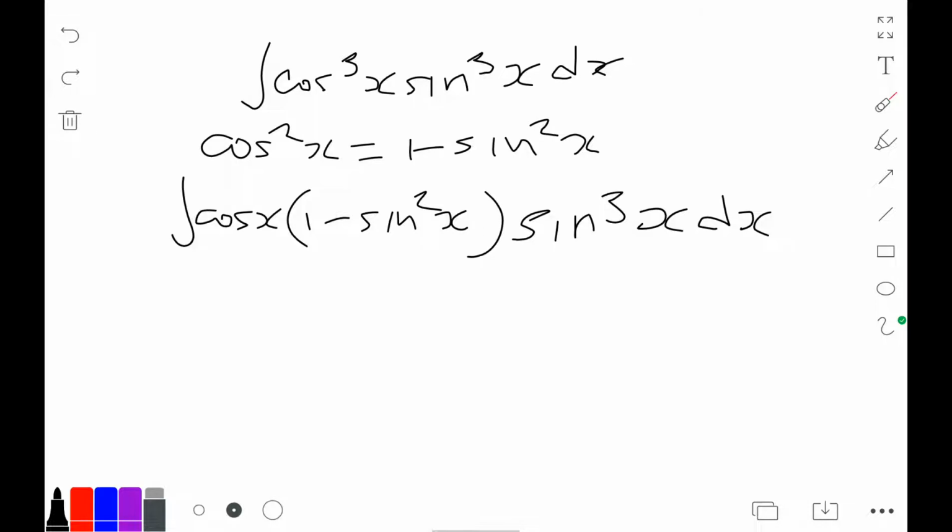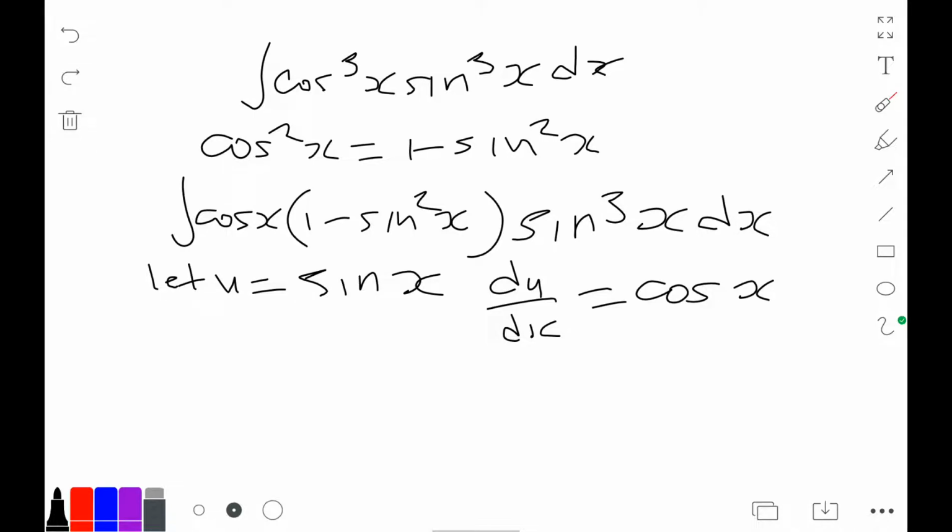dx, remember? So now we can substitute here. We can let u equal sine x. If we let u equal sine of x, which means our du over dx is going to be equal to what? du over dx is going to be equal to cos x. Then our du is going to be equal to cos x dx. So, do we have cos x dx here? Yes, we have cos x here and dx there.